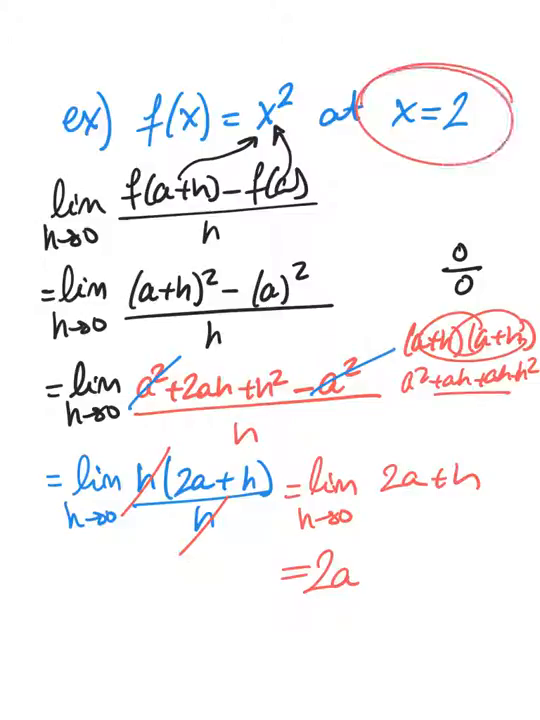Now, plug in the number that we have. So at x equals 2, that means that a is equal to 2. 2 times 2 is 4. That is your slope at that point. That is the slope of your tangent line. Got it? Okay, let's try another one. Like I said, it's a lot of work, it's a little tedious, but it's all just algebra. This is going to totally enhance your algebra skills.